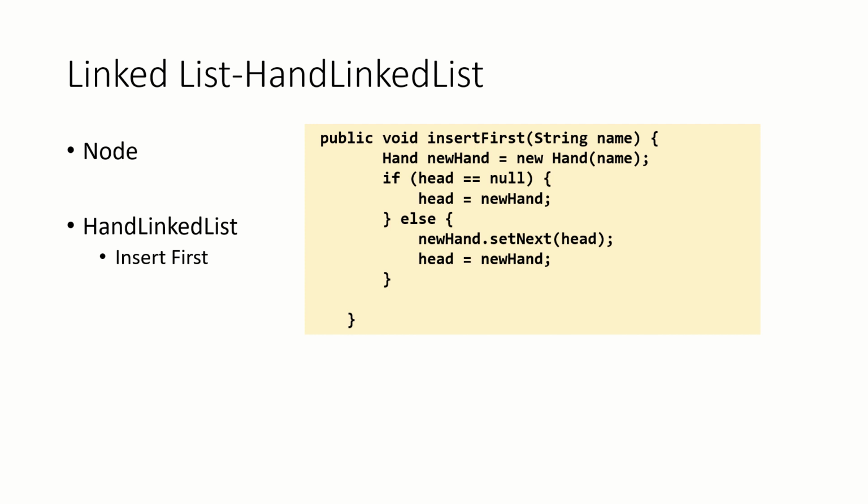In this code, first, the parameter. The parameter is a name, a string. What does the first line tell us? We create a new hand. What's the name for the new hand? The one the user is trying to insert. What's the next step?